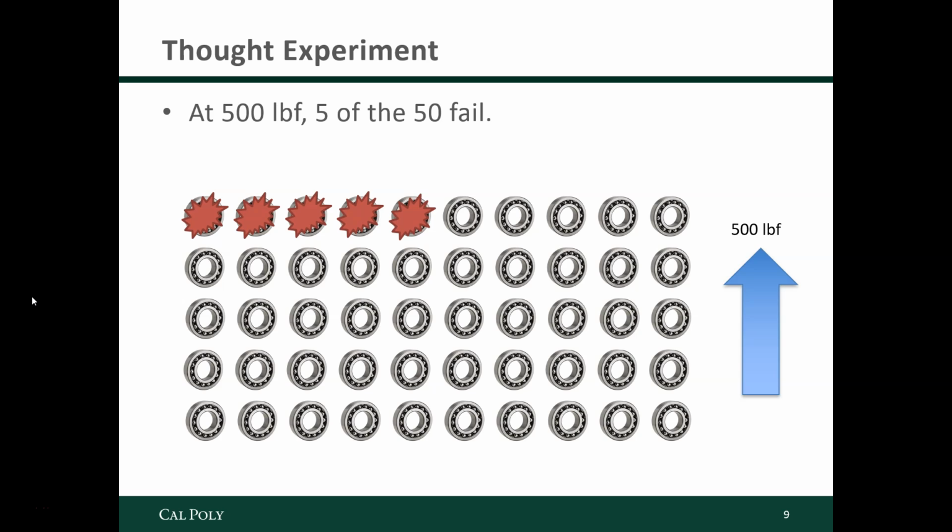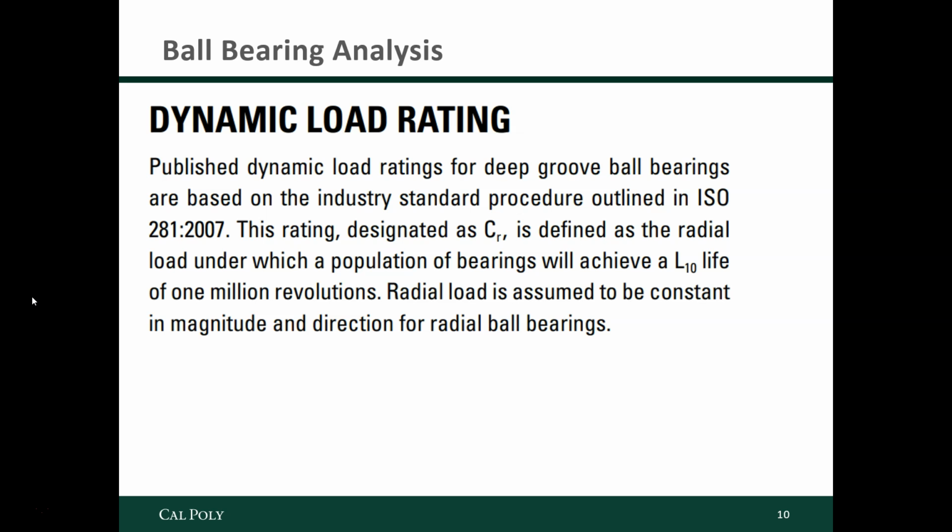They pick a life, 1 million cycles typically, and they find the load at which 10% of the bearings fail, and they call that the dynamic load rating. You can see here this rating, designated as CR, this is from the Timken catalog, we call it C10 in the book, is defined as the radial load under which a population of bearings will achieve an L10 life of 1 million revolutions. So they've set L10 to be 1 million revolutions and found the load at which 10% of the bearings will fail before they reach that life.